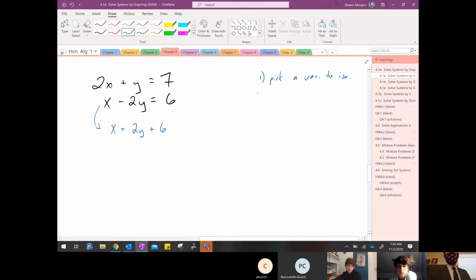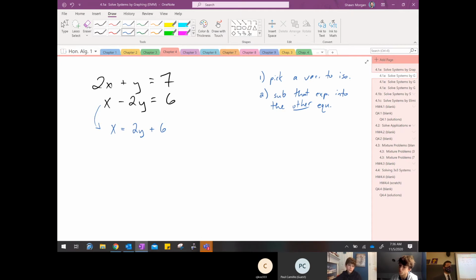Okay, so step 2, check this out. Step 2 is we're going to sub that expression into, watch this now, the other equation. And I underline the word other because that is muy importante, as they would say in Español. Okay, that's very important.